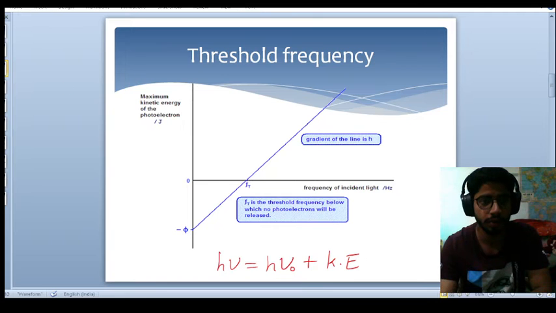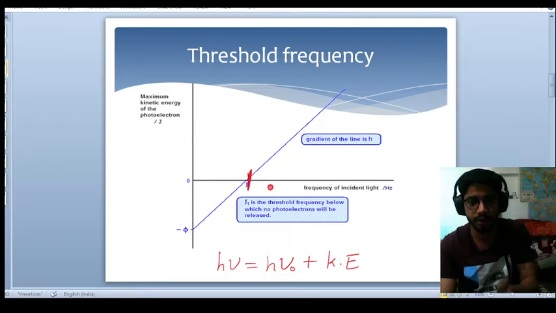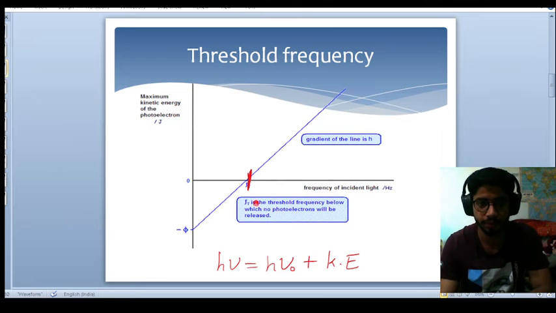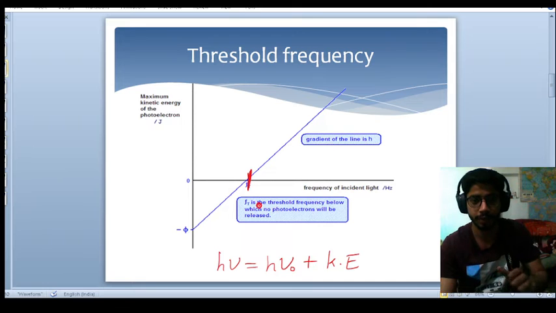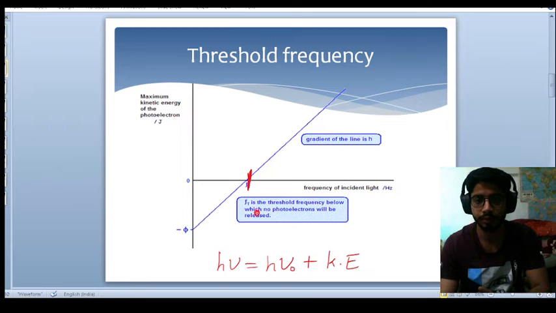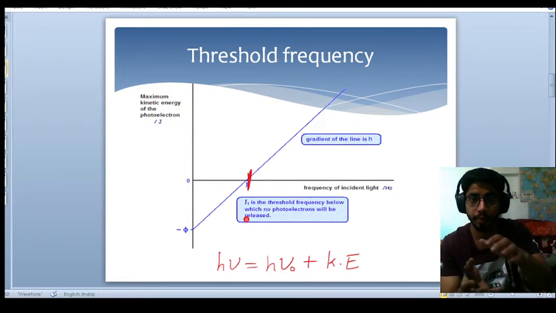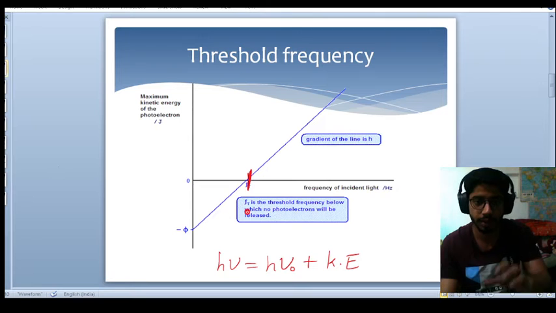Here we have shown the threshold frequency that we require to eject the electron from the metal surface. Above it, electrons are ejected, and below the threshold frequency, it will not eject electrons. They remain in the bound state in the metal surface only. So you have to provide a minimum threshold frequency.